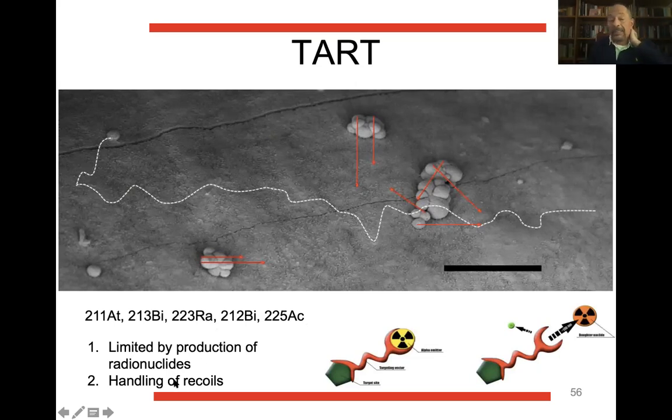The other problem is the handling of recoils. What happens is that when you have the decay of the alpha particle, you produce a short-range alpha particle, fine, but then you will have the recoil that will now be free, because the binding energy is such that the recoil goes free. This is generally also radioactive, and so it will go to irradiate some normal tissue somewhere.